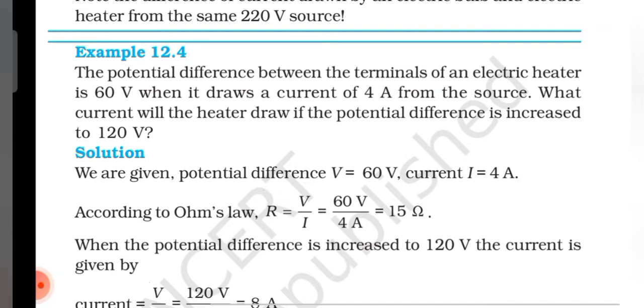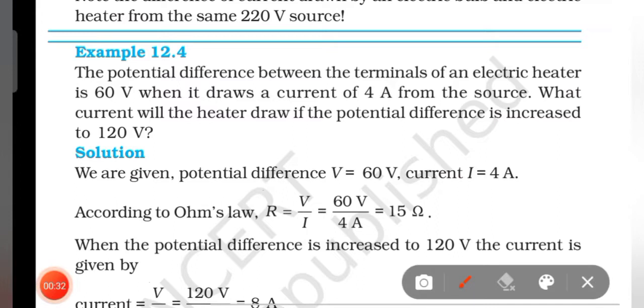You will first of all write the data again. Volt is 60 volt. When it draws a current of 4 ampere from the source, what current will the heater draw if the potential difference is increased to 120 volt? First of all, you have written 60 volt, and the current is 4 ampere. So you will apply Ohm's law. According to Ohm's law, R is equal to V by I. So V by I, resistance you will find out is 15 ohm.